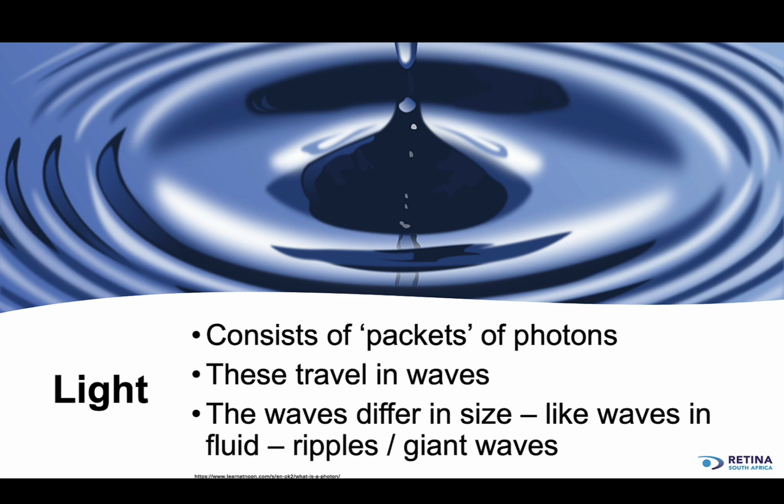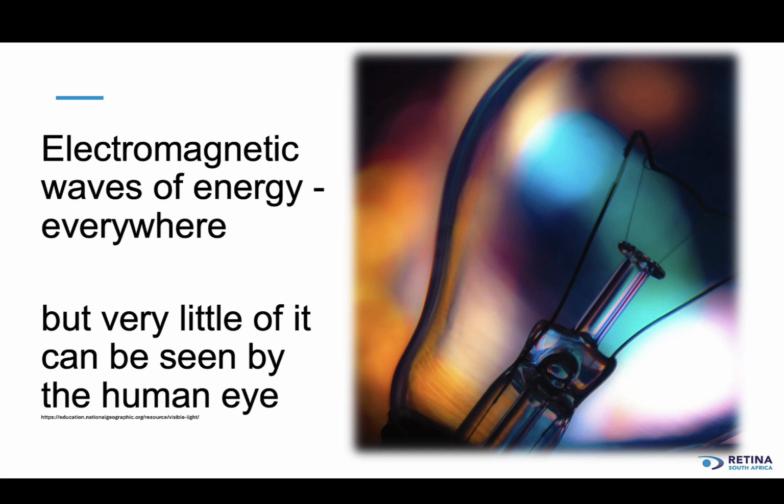Now, the waves differ completely in size. There are tiny little ripples and there are giant waves. The entire electromagnetic spectrum of energy that we find everywhere consists of these waves of energy, but very, very little of it can in fact be seen by the human eye.